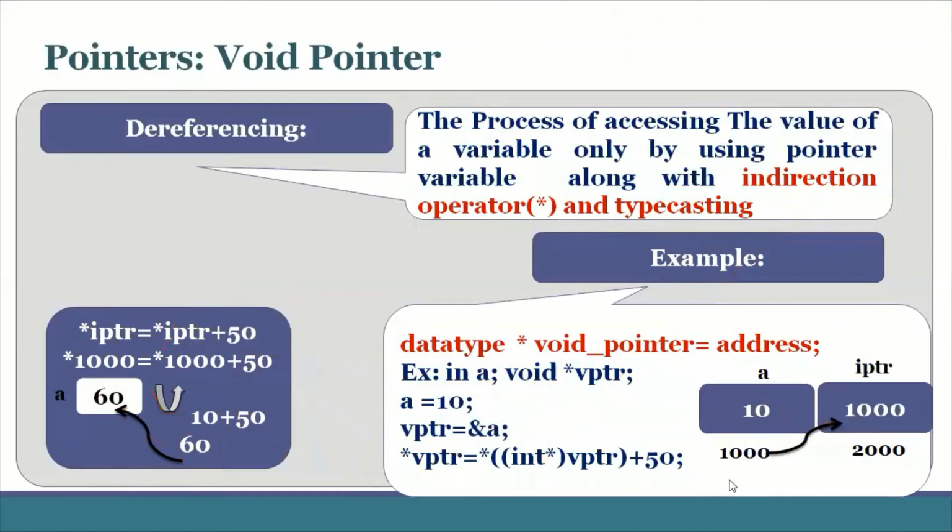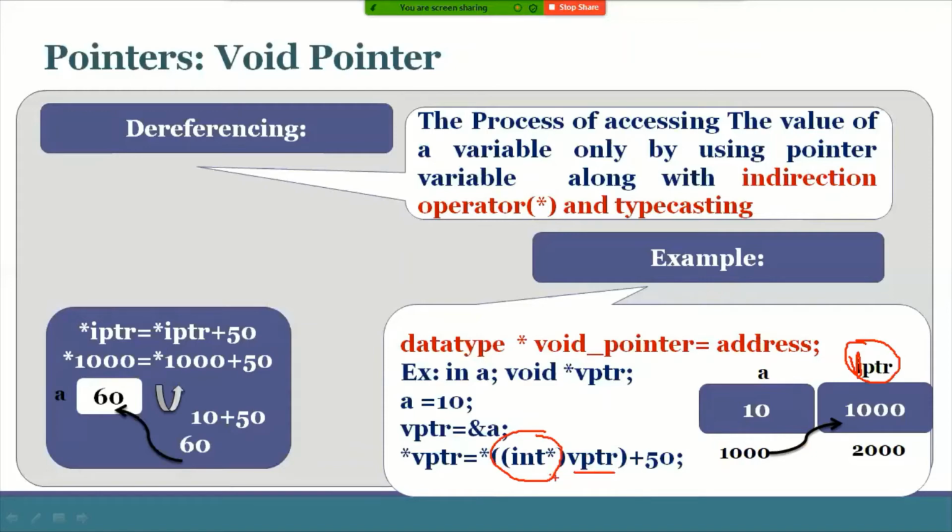Once again, let us discuss: what is VPTR? VPTR is void type, and it holds 1000. It can hold an integer variable's address, but it cannot access the integer value. Once again, a void pointer can hold an integer variable's address but cannot access the integer value. To access the integer value, this void pointer needs to be converted into integer type. That's why the typecasting is performed over here. Temporarily, I am converting void type into integer type.